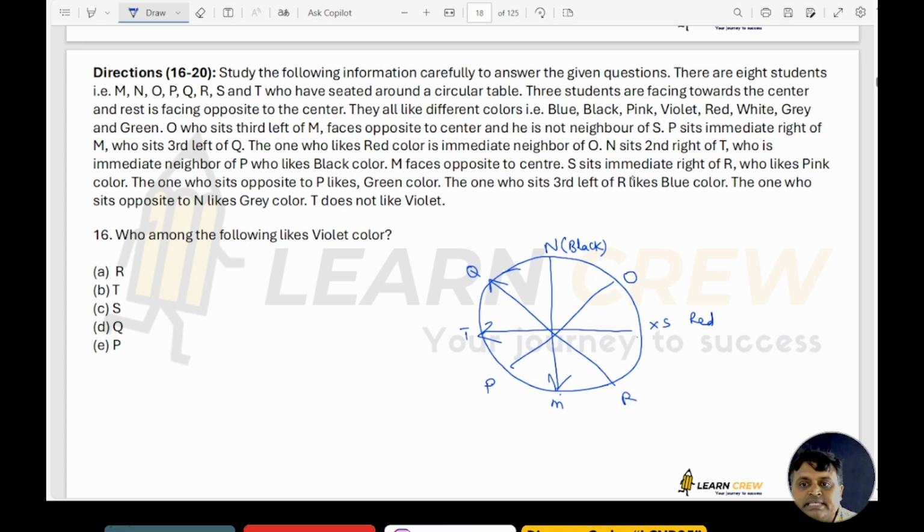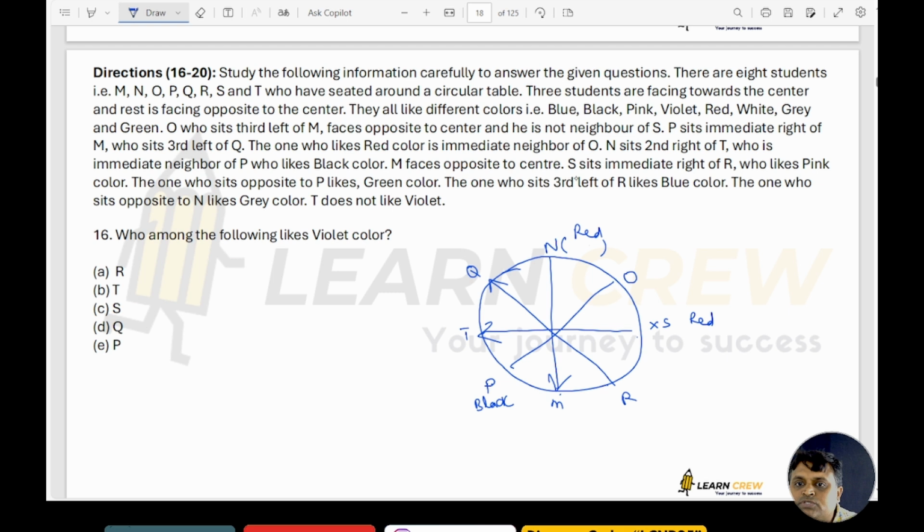What is given? S is immediate right of R. And something is said about the red color here. Is there anything given about that? Please see. N is second to the right of T. Who is the immediate neighbor of P? T is the immediate neighbor of P. Who likes black color? P likes black color. It can be red also. So understand, P likes black color.